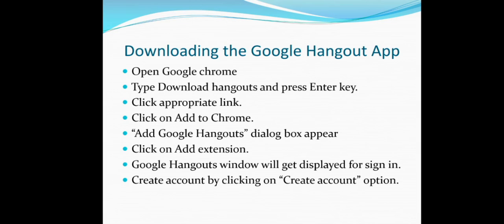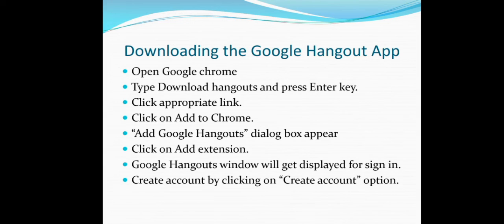Now, how can we download the Google Hangout app? Firstly, open a browser. It may be Google Chrome, Internet Explorer, anyone could be there. Here we have taken the example of Google Chrome. Firstly, open Google Chrome, then type download Hangout and press the enter key. Then click an appropriate link. You will get a list of different links. Then click on a particular appropriate link, on clicking which you will get the output.